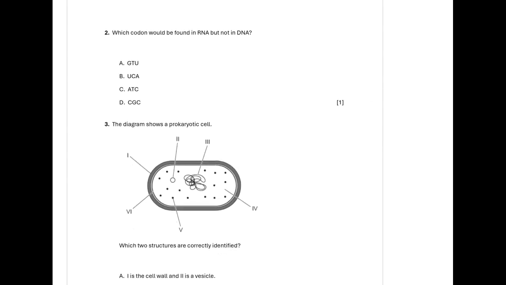So then which codon would be found in RNA but not in DNA? So in RNA we have U and not T, and in DNA we have A and T, and obviously also C and G, right? But not U. So GTU, that can't exist. UCA, that could exist. ATC, that could exist but definitely not in RNA. And CGC, it could exist, but it could be in either DNA or RNA, so the answer is B.